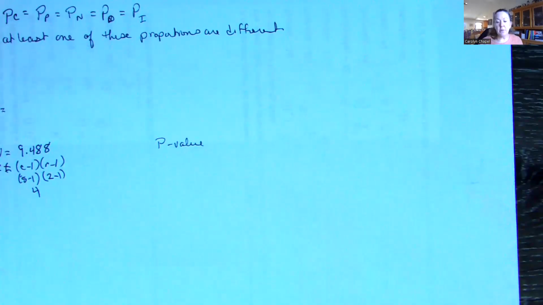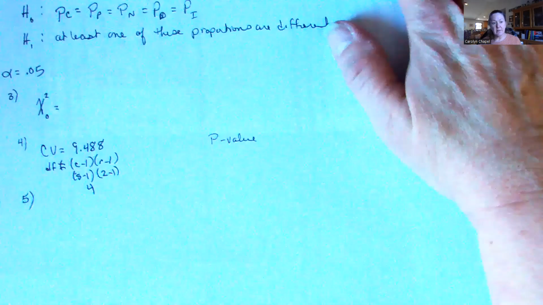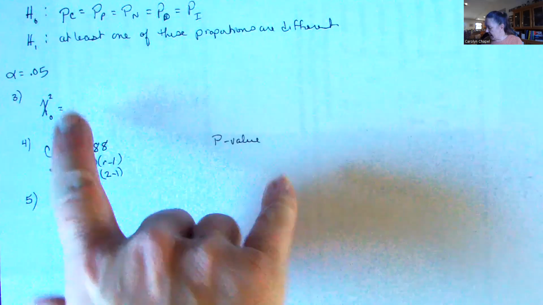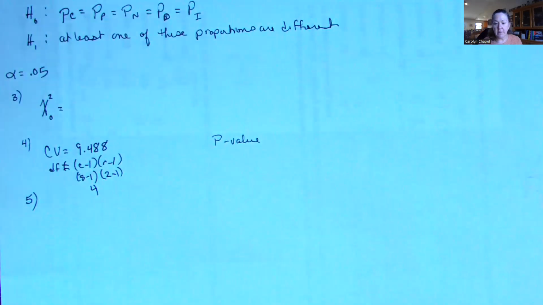9.488. All right, and now I will go to StatCrunch for the rest of it. So I'm going to be getting my test statistic and my p-value from that point. I do have to do all the rest of it myself, you know, make that decision. I have to do the thinking part of it.